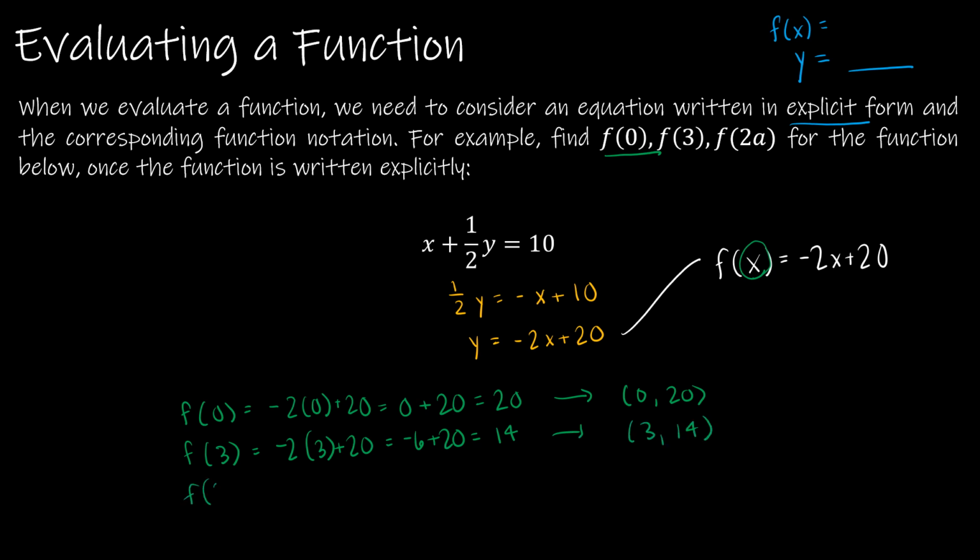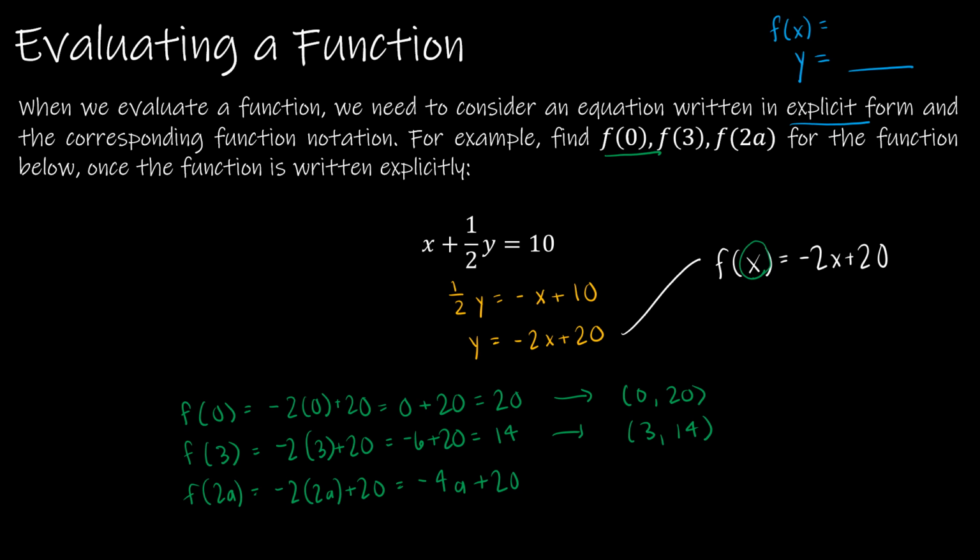And lastly, f of 2a. So -2 times 2a plus 20. -2 times 2a is -4a plus 20, and I can leave it just like that. Obviously, I could also factor out a -4, but we'll leave it just like that.